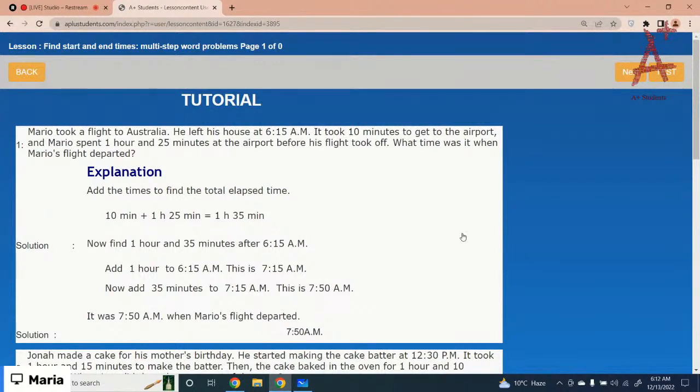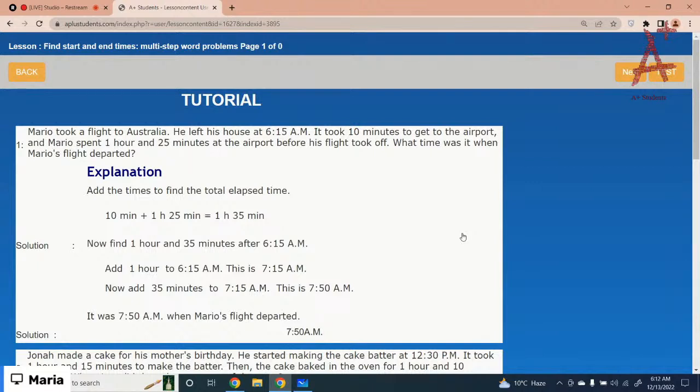Mario took a flight to Australia. He left his house at 6:15 a.m. It took 10 minutes to get to the airport, and Mario spent 1 hour 25 minutes at the airport before his flight took off. What time was it when Mario's flight departed?